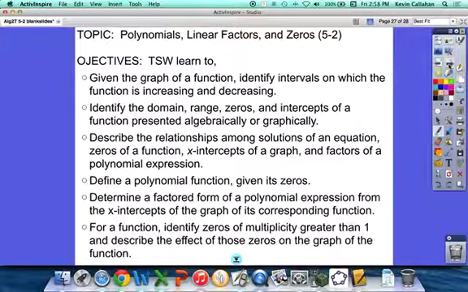Describe the relationship among solutions of an equation, zeros of a function, x-intercepts of a graph, and factors of a polynomial expression. Okay. Define a polynomial given its zeros. Determine a factored form of a polynomial expression from the x-intercepts of the graph. We did that too. And then for a function, identify the zeros of multiplicity greater than 1 and describe the effect of those zeros on the graph. That's it. Okay.